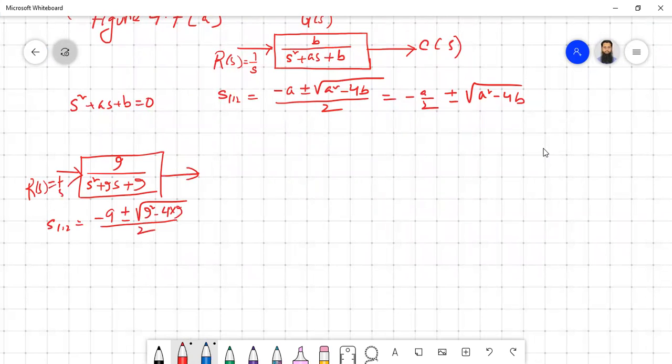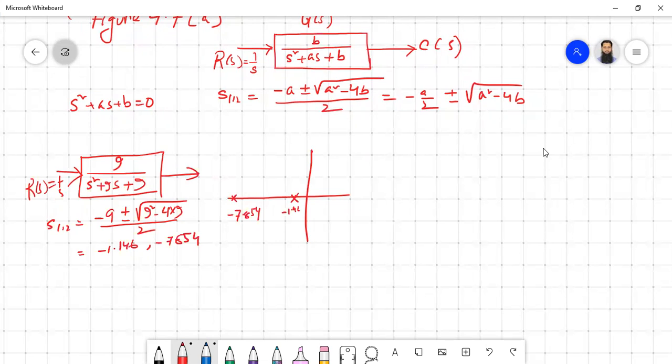So if you do that, you're going to get two values, minus 1.146 and minus 7.854. So if we now plot those in the S-plane, one of them will be somewhere here, minus 1.146, and the other one will be somewhere here, minus 7.854. So basically both of them are real, and both of them will give an exponential response.